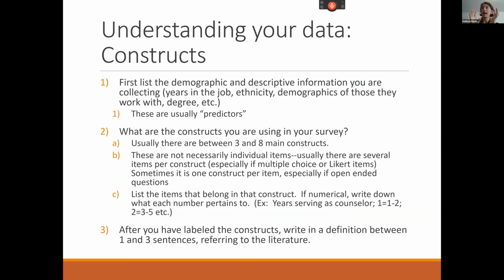And then, as you figure out what's going on in your survey, you want to list which items, so which questions, belong to that construct. Then you also want to write down, if it's a choice of 1, 2, 3, 4, or 5, what those are, right? So if it was years serving as a counselor, and the choices that the person had were 1 to 2, 3 to 5, etc., but the way the survey downloads it is just 1, 2, 3, 4, you want to write down in your survey code book exactly what that means.